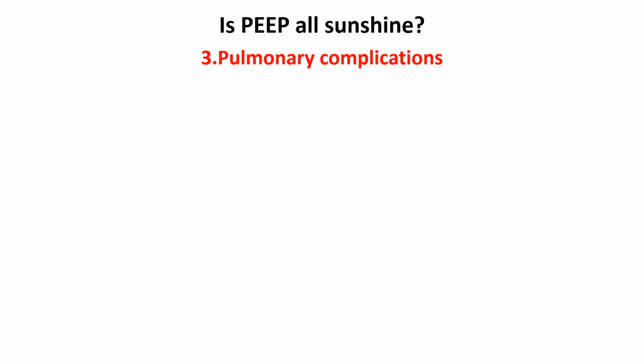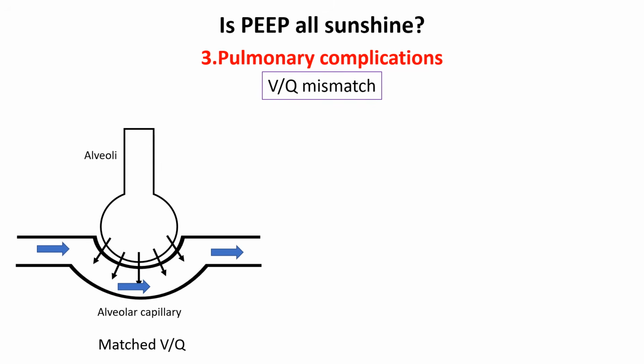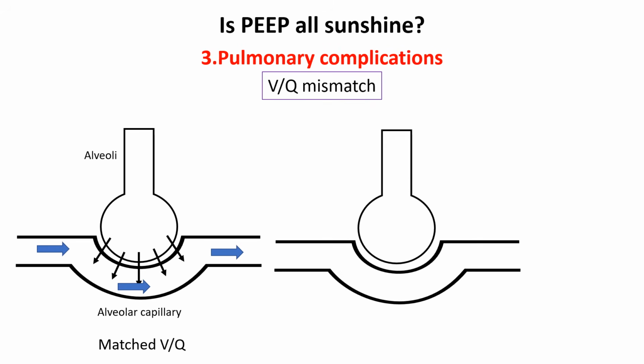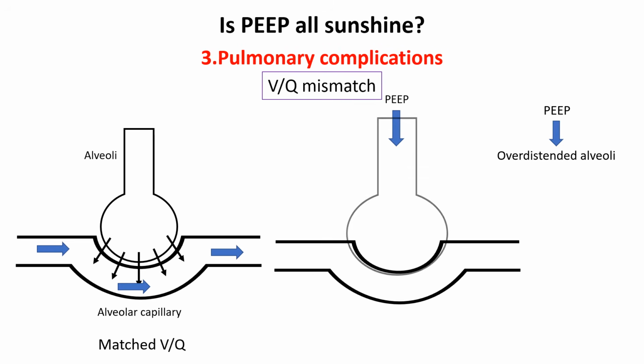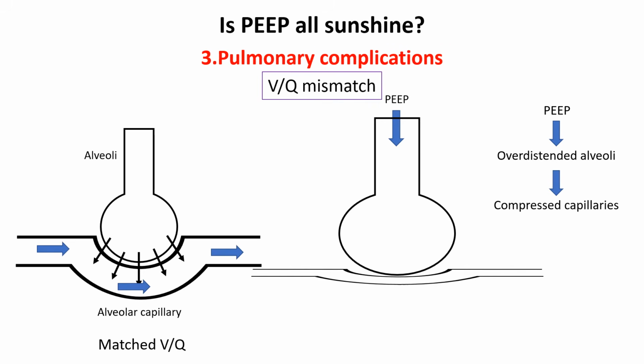The lungs rely on a balance between ventilation and perfusion to ensure efficient gas exchange. This balance is called ventilation-perfusion matching. When excessive PEEP is applied, it can lead to overdistension of well-ventilated alveoli. This means that the alveoli expand too much, putting pressure on the surrounding pulmonary capillaries.